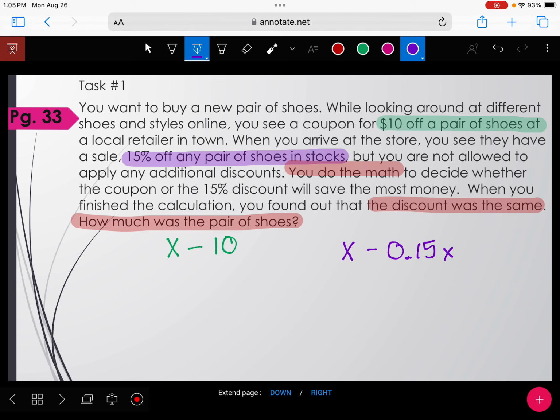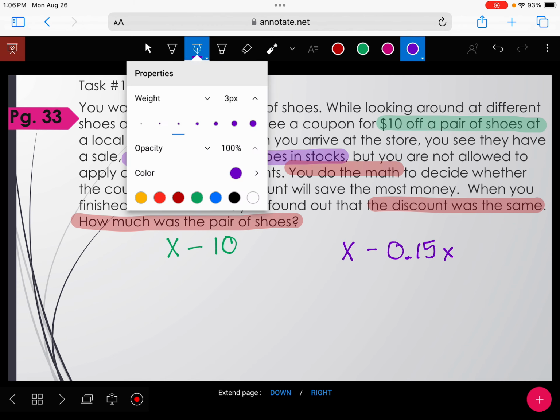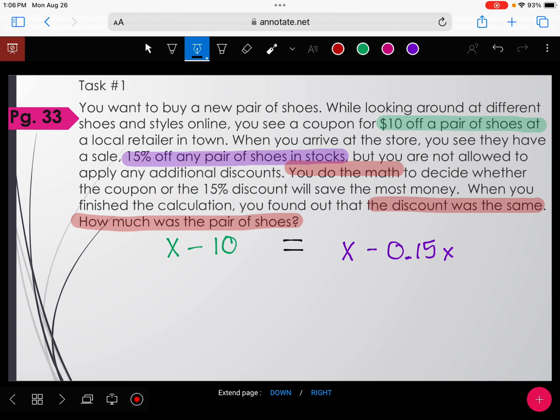We're working on setting things up. Yes, we will simplify. So I know we do the math, and the discount is the same. So what do I know about these two pieces? They're equal to each other. They are equivalent expressions. This is what we want to solve.